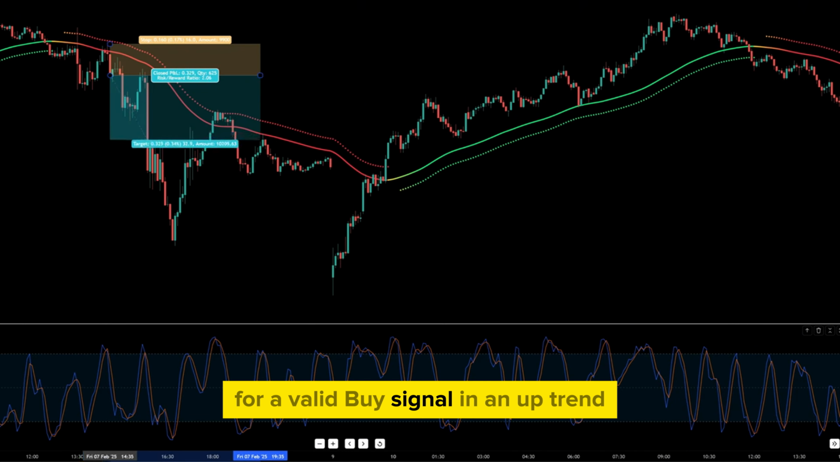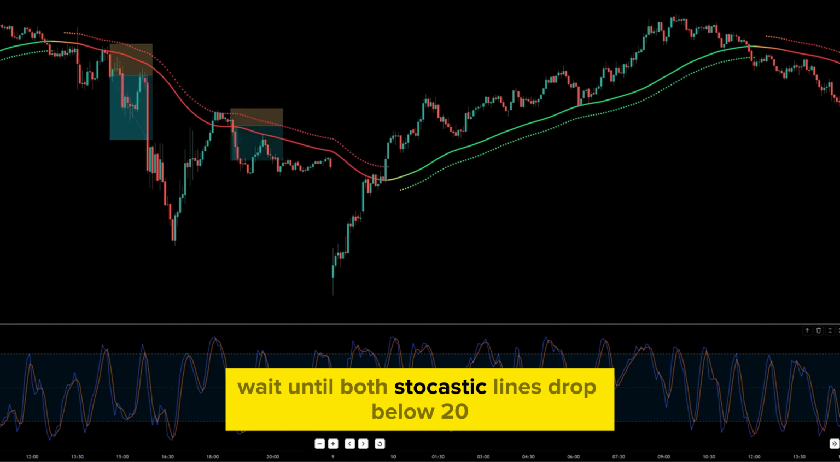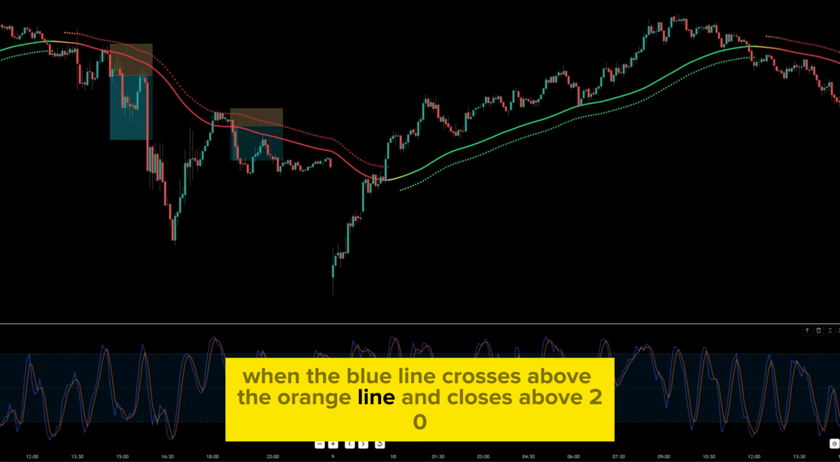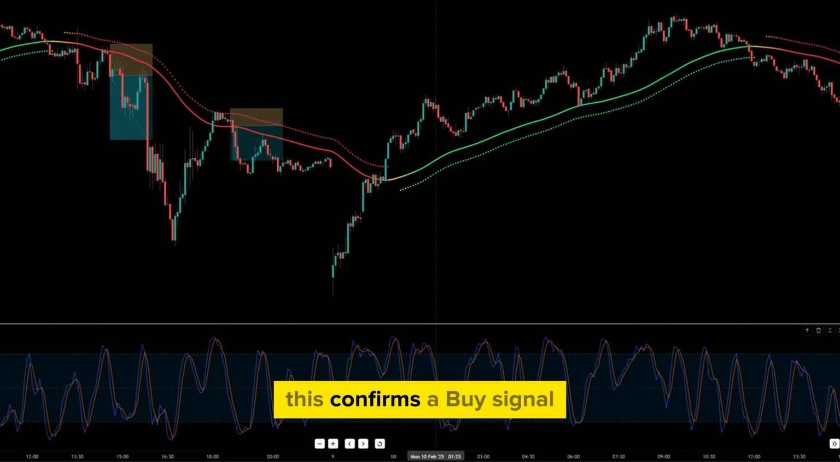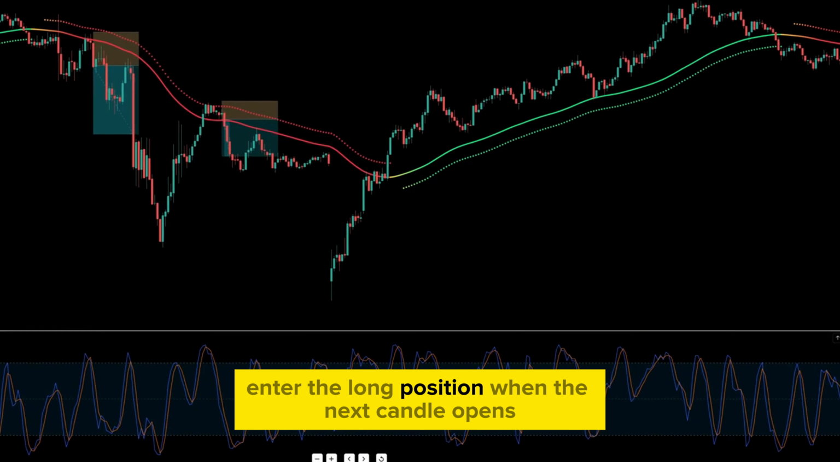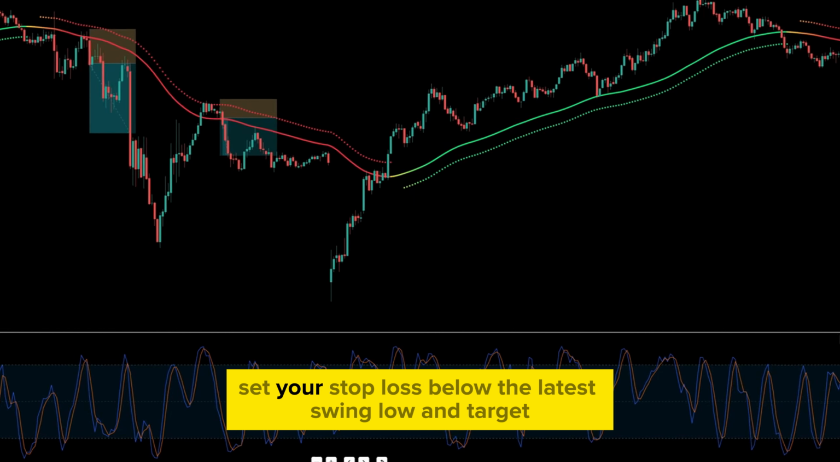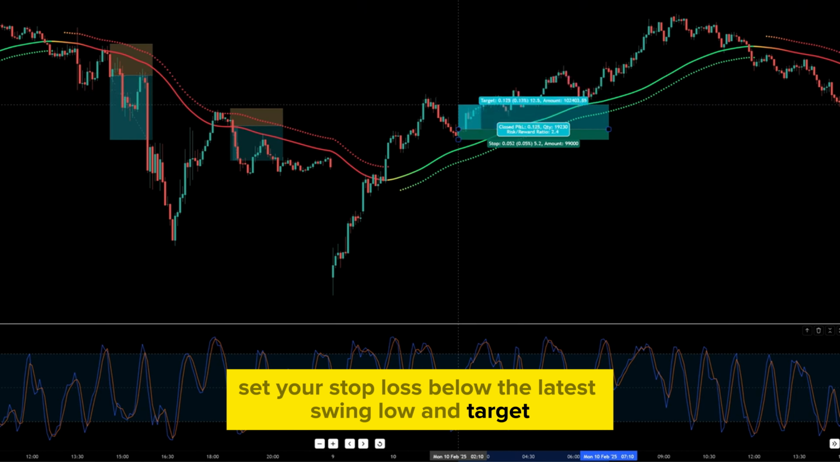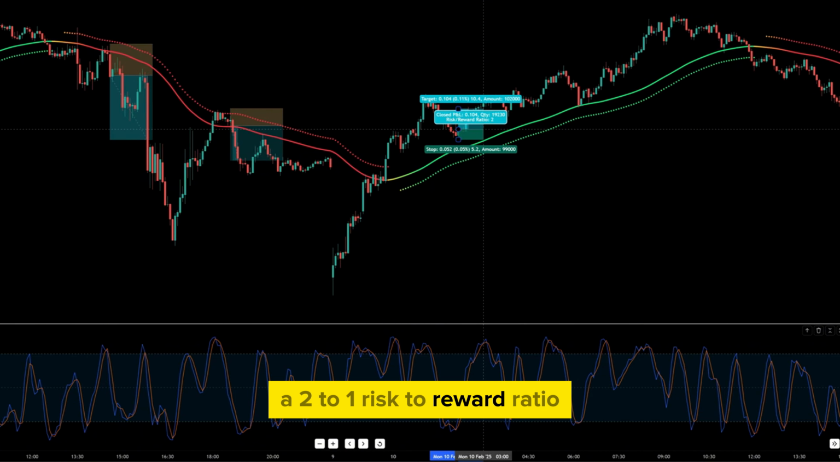For a valid buy signal in an uptrend, wait until both stochastic lines drop below 20. When the blue line crosses above the orange line and closes above 20, this confirms a buy signal. Enter the long position when the next candle opens, set your stop loss below the latest swing low, and target a 2-to-1 risk to reward ratio.